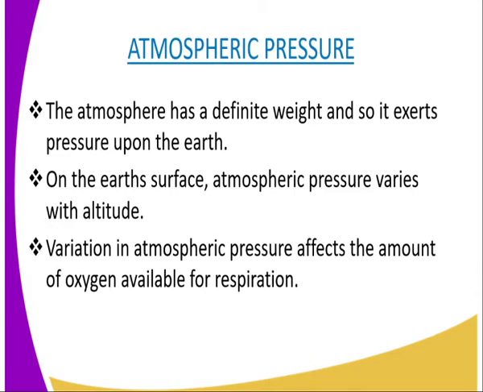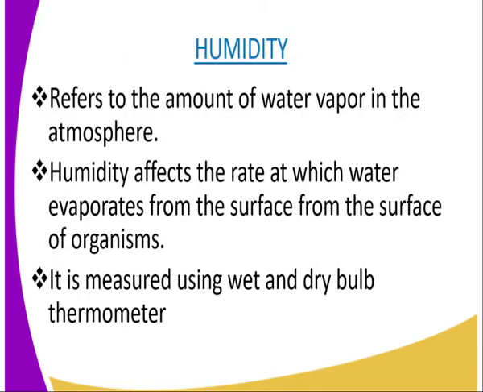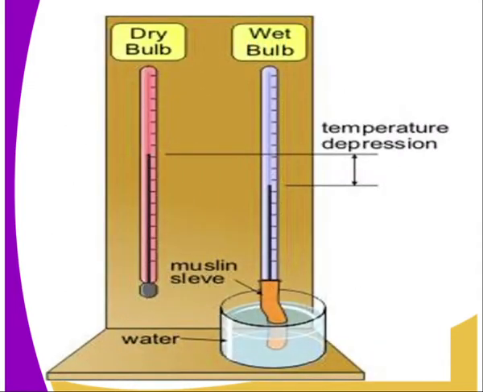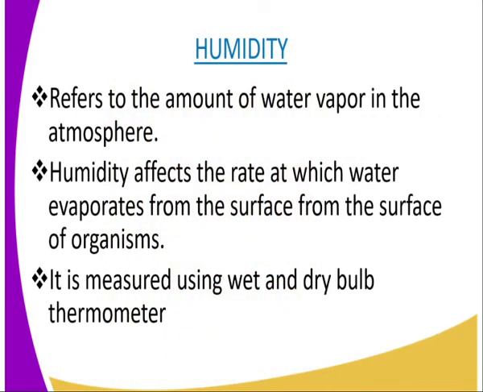Our second factor in an ecosystem we are going to look at will be humidity. Humidity refers to the amount of water, that is water vapor, in the atmosphere. When humidity is high, there is much water vapor in the atmosphere, but when it is low, there is less water vapor in the atmosphere. Humidity affects the rate at which water evaporates from the surface of organisms, such as in transpiration or sweating. This in turn affects their distribution on Earth.